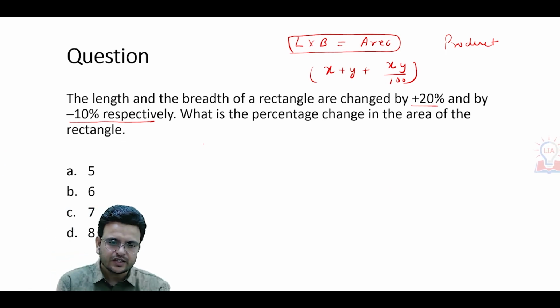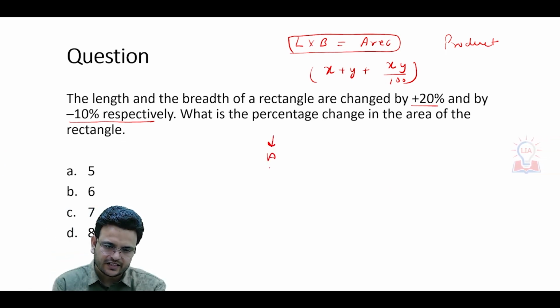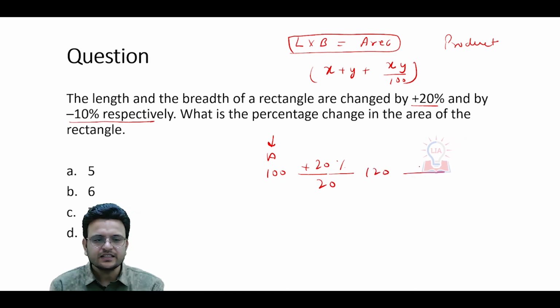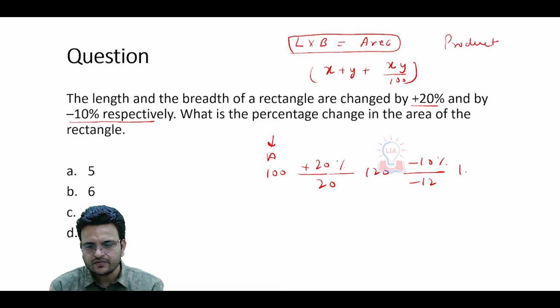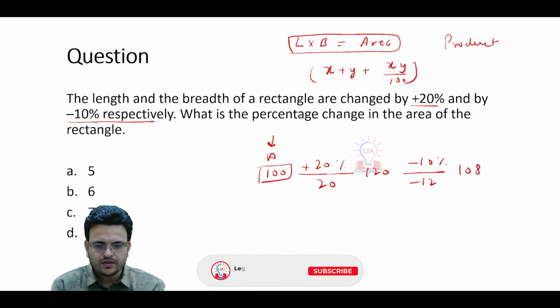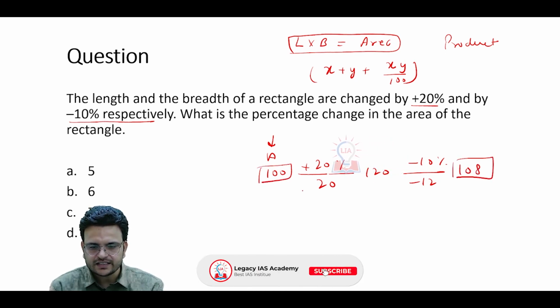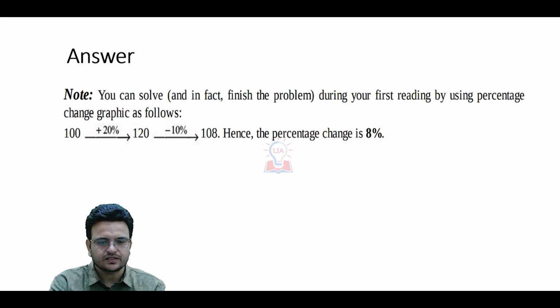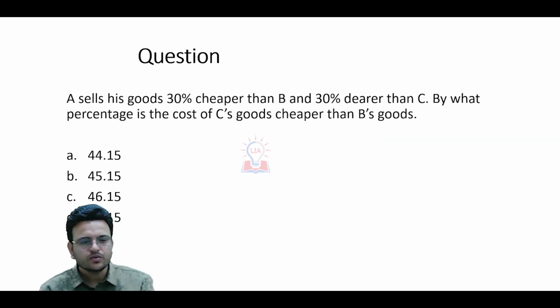The second way, you just understand, you can say the area is 100. First it increases by 20, it becomes 120. Again it is reduced by 10%, meaning 12. It becomes 108. So how much has it increased? It has increased by 8%. Okay. Here I gave the solution, just see the solution also. One more question you will see.